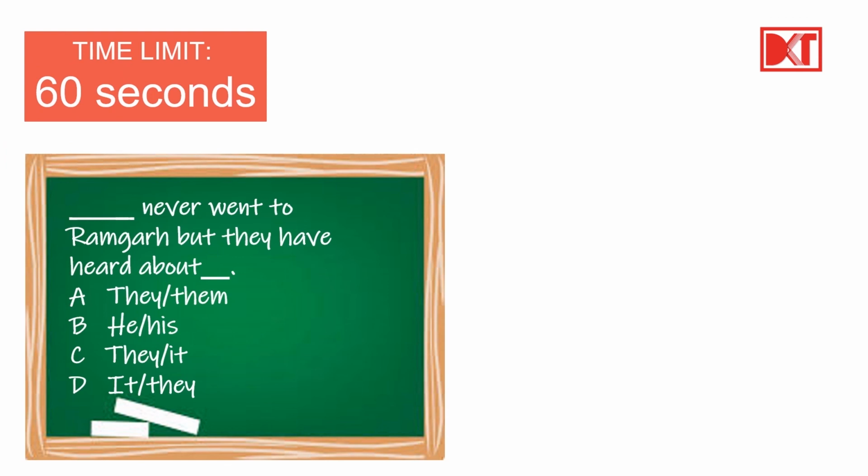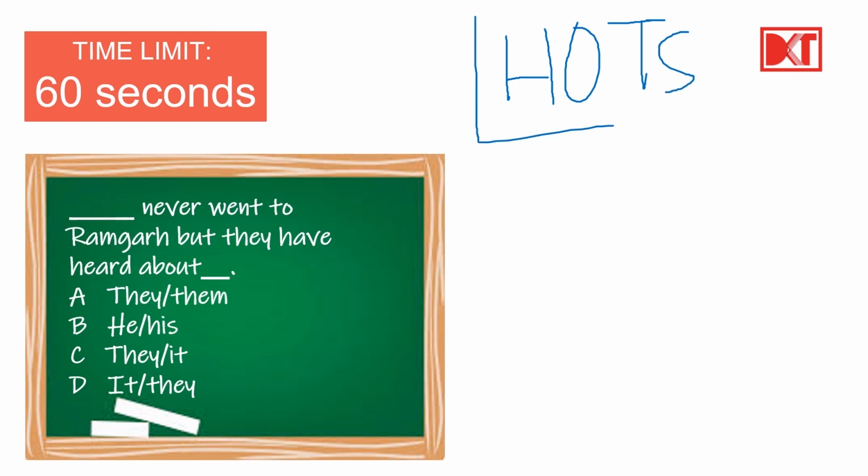Okay, so now these are HOTS questions, higher order thinking skills. These are part of the achiever section questions. Here you are given two blanks. "Dash never went to Ramgarh, but they have heard about dash." Now here we have to fill in two pronouns, and we are given pairs of pronouns. From these we will see which one fits.